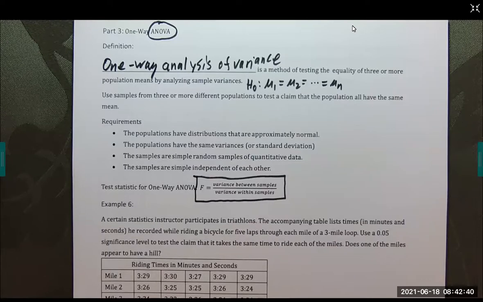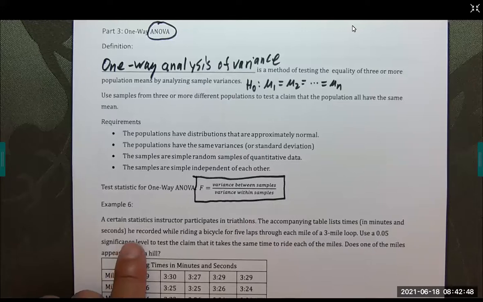A certain statistics instructor participates in triathlons. The accompanying table lists times in minutes and seconds. We're going to have to fix that here in a second. He recorded times while riding a bicycle for 5 laps through each mile of a 3-mile loop. Use a 0.05 significance level to test the claim that it takes the same time to ride each of the miles. Do the miles appear to have a hill?